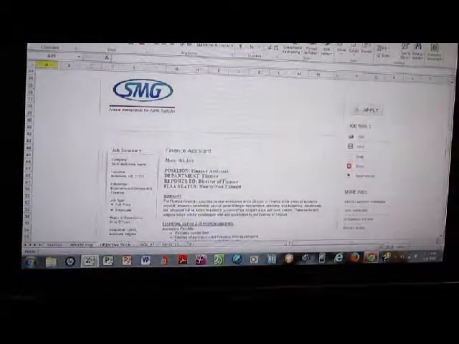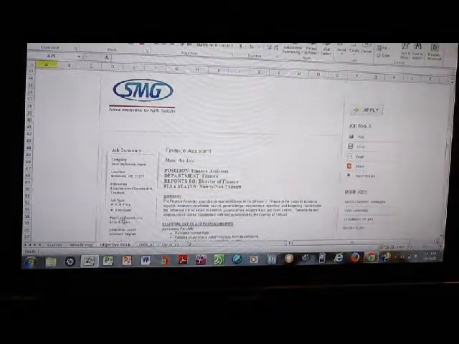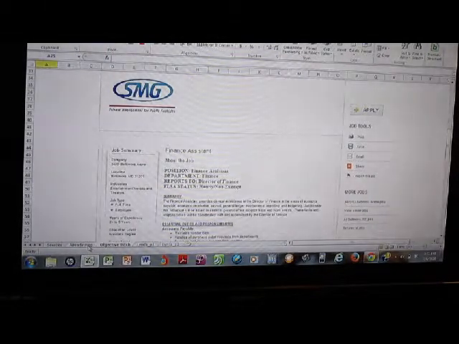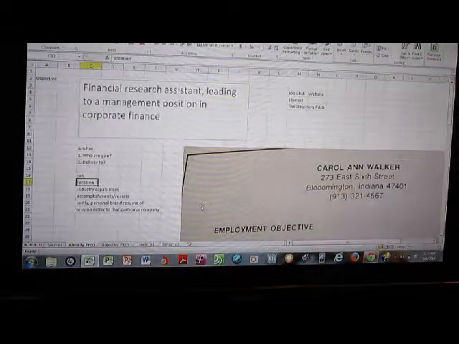So the employment objective that we built for this summary has to meet the desired outcome, the meet and greet of this summary, with the employer and the job-seeking candidate. With that, we're going to look at making an employment objective that makes the icebreaker for this job summary, and that was financial research assistant leading to a management position in corporate finance.